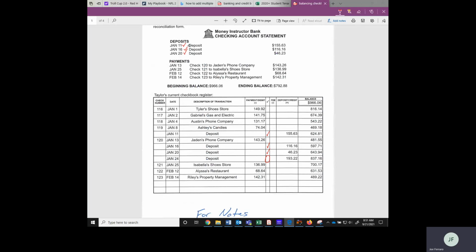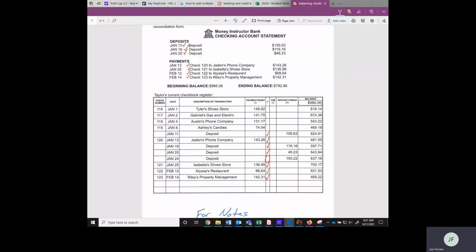Now we go through the checks. Check 120. Check 120. It's there. Let's check it off on both. 121. You can look at the amounts too, make sure they match up. 121 is here, 136.99, 136.99. So it's there. Check 122, 68.64. It's on the check register and on the bank statement. Check 123 for 142.31 is on the check register and on the bank statement.